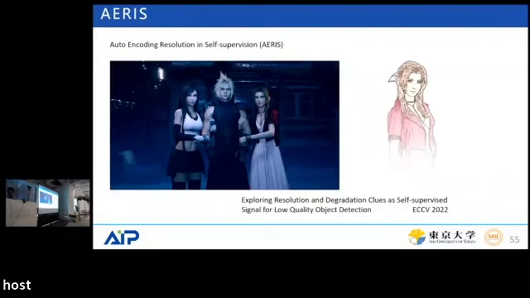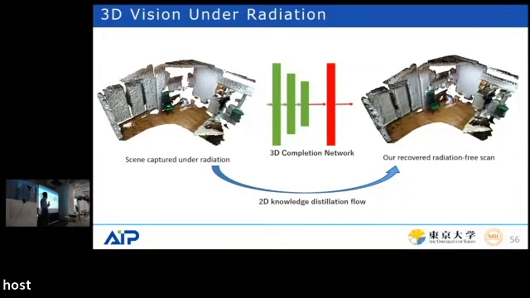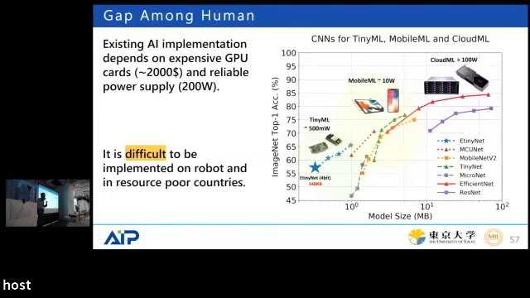We have also considered unique problems in Japan because of the Fukushima radiation. We consider how the 3D sensor will be disrupted by the radiation. So how can we deal with the radiation and get a clean image? Then there is another gap with real applications.